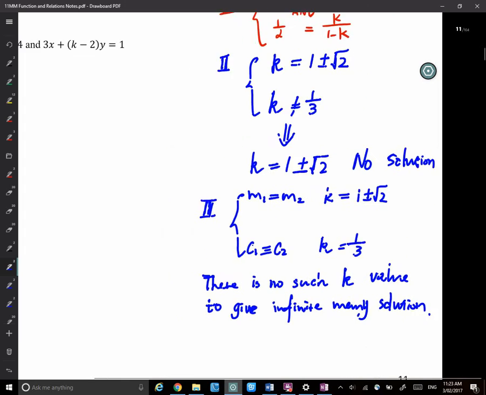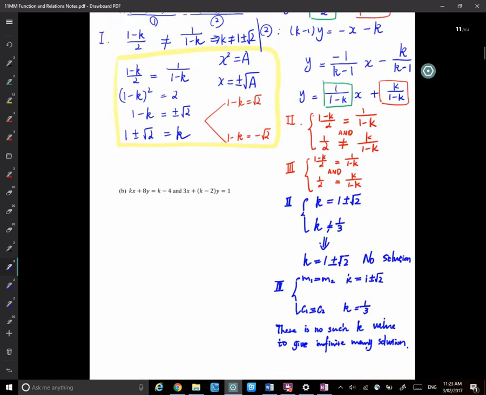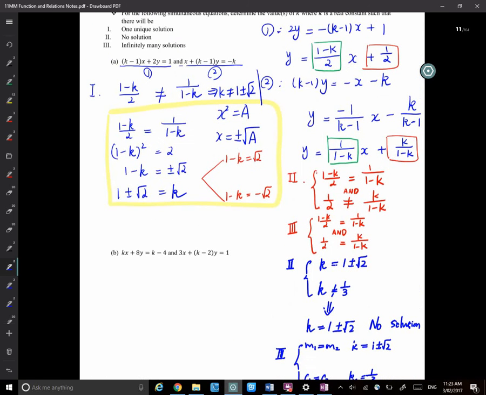Okay, have a think about the question, what we have done. Basically, we are talking about two things: one is the gradient, one is the y-intercept. For the first case, just the gradient not equal. For the second case, we want the gradient equal, but the intercept not equal. For the third case, we want the gradient and intercept both equal. So basically, we just talk about two things, and you check the K values.